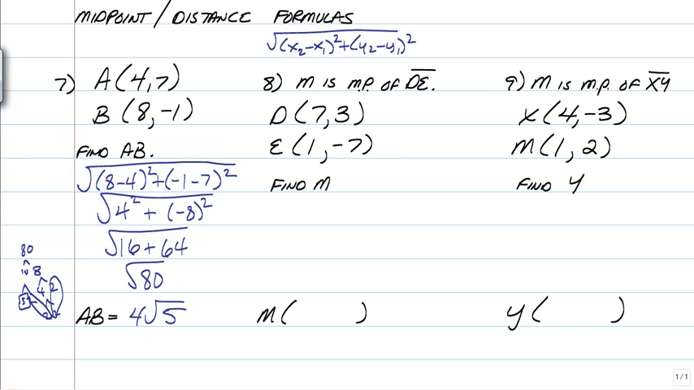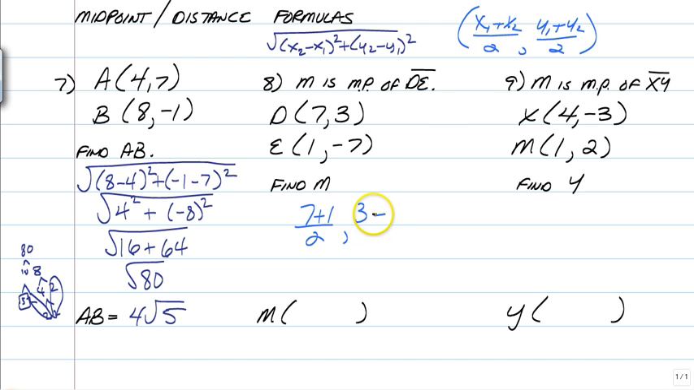Midpoint. If you're finding a midpoint, you can use the formula, which is x1 plus x2 all over 2, comma, y1 plus y2 all over 2, which is just the average of your x's and the average of your y's. So since this one says find M, which is your midpoint, all you have to do is 7 plus 1 over 2, comma, 3 minus 7 over 2, and then simplify it. 7 plus 1 is 8 divided by 2 is 4. 3 minus 7 is a negative 4 divided by 2 is a negative 2, and that's it.